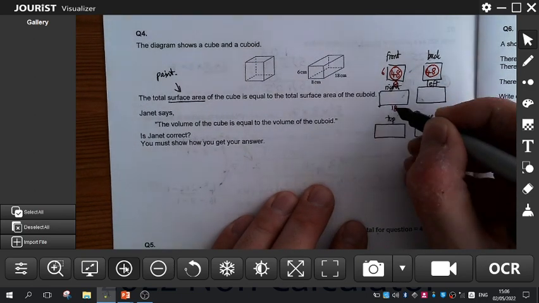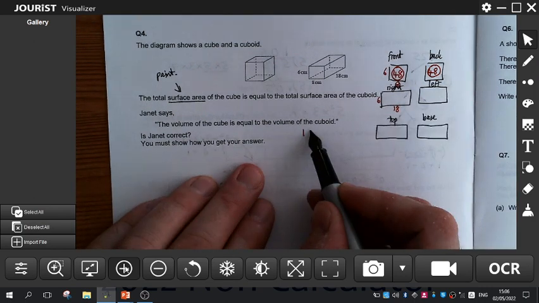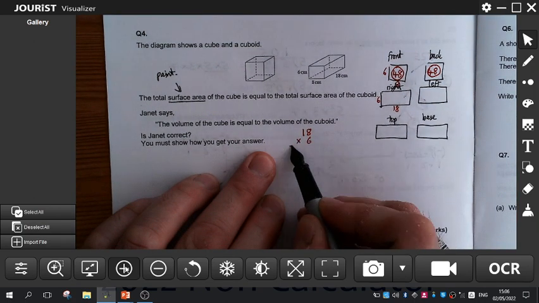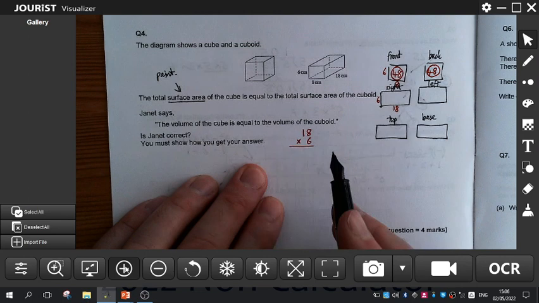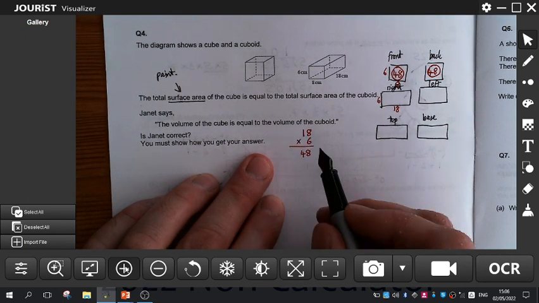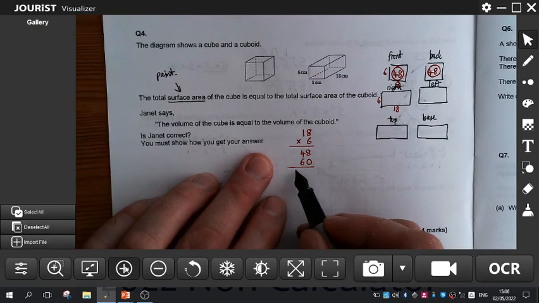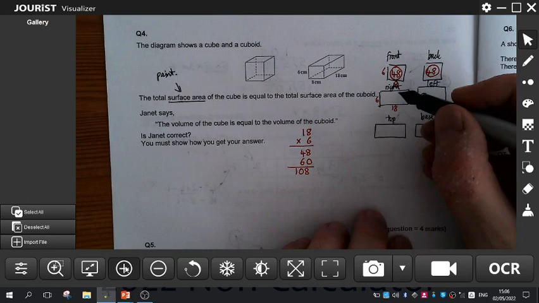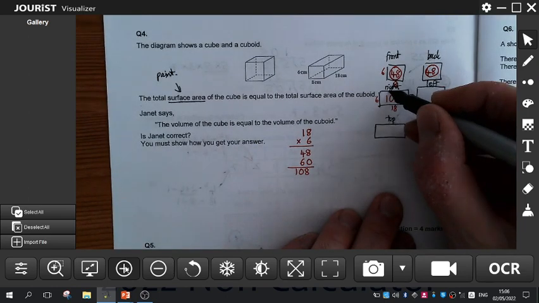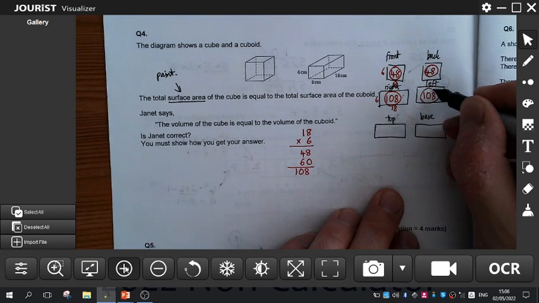At that point, under pressure in the exam, I might do a formal long multiplication in the margin. 6 times 8 is 48. I need my placeholder because I'm not doing 1 times 6, I'm doing 10 times 6. 10 times 6 is 60. 108 is the area of that side, and the area of the side on the left will be the same as well, 108.